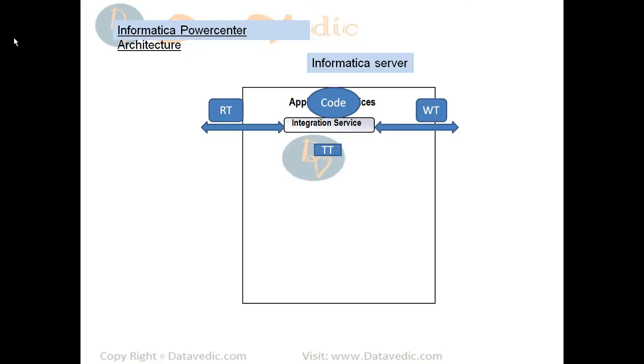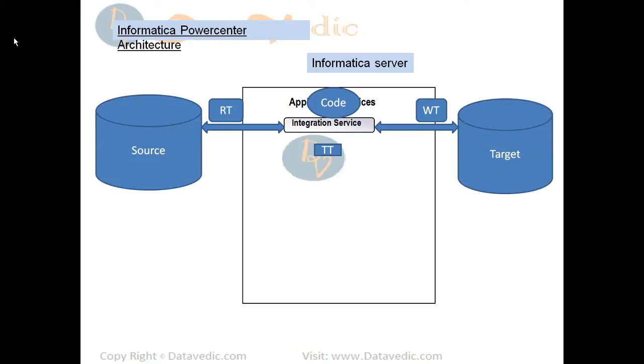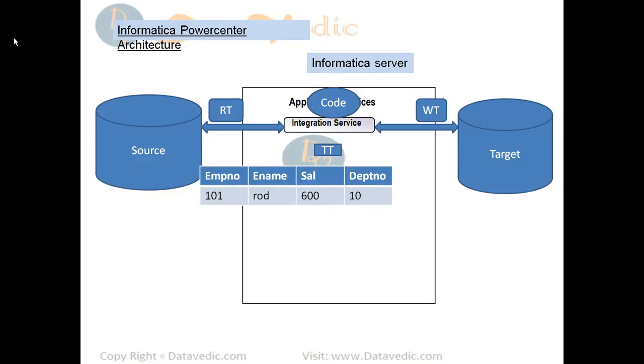A reader thread to read the data, a writer thread to write the data, and a transformation thread to transform the data. After analyzing all these things, it's going to create a connection to the source and target as well, and then it's going to read the data from the source and bring the data to the Informatica server and do the transformation. Here, let's assume the employee name has to be brought to uppercase. That is the function which is written in the code.